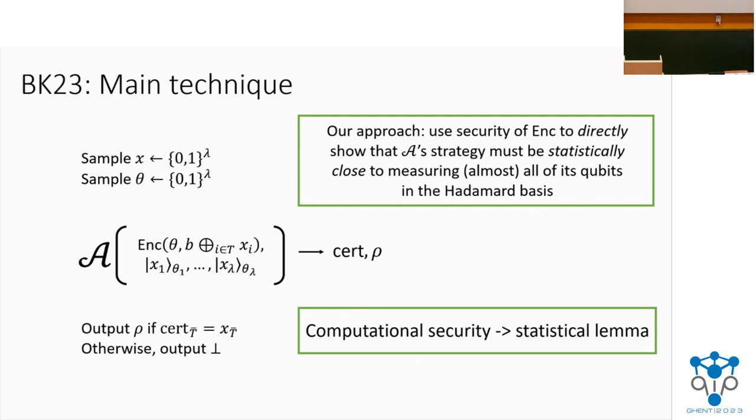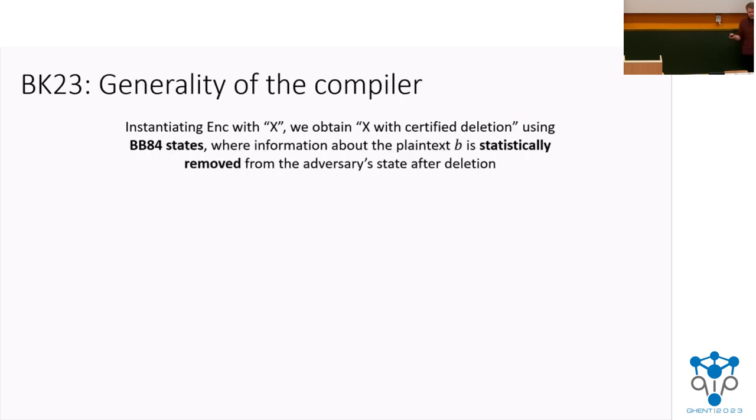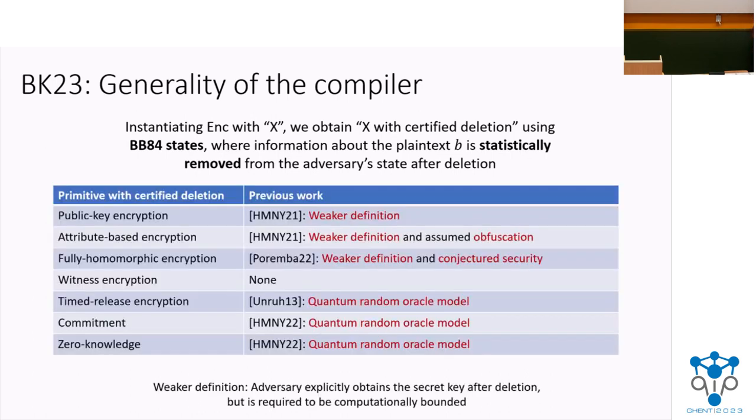This leads us to a very general compiler, because ENC could be any semantically secure distribution. We plug a bunch of primitives into this compiler and get these results, where we can achieve certified deletion just using BB84 states with this everlasting security notion. In some cases we strengthen the definition of security over prior work. In other cases we achieve primitives for the first time in the plain model.